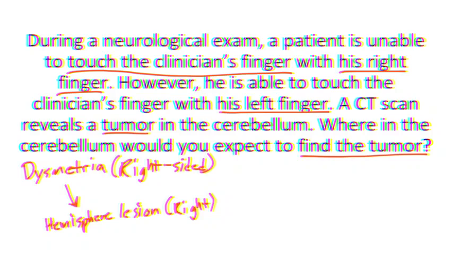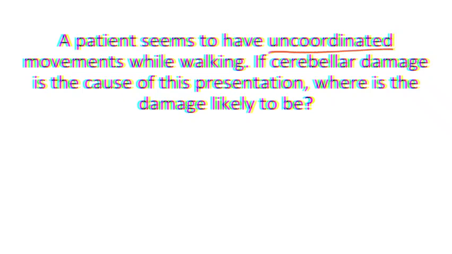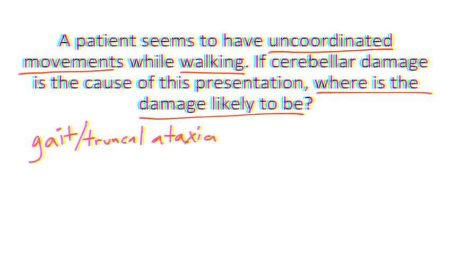Don't overcomplicate it. Now, let's do one more question. A patient seems to have uncoordinated movements while walking. If cerebellar damage is the cause of this presentation, where is the damage likely to be? Now, this presentation is describing gait ataxia or truncal ataxia. So where in the cerebellum is there likely to be damage?